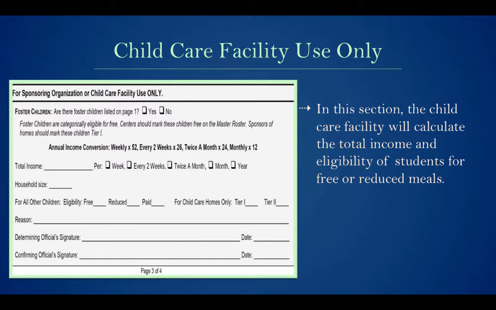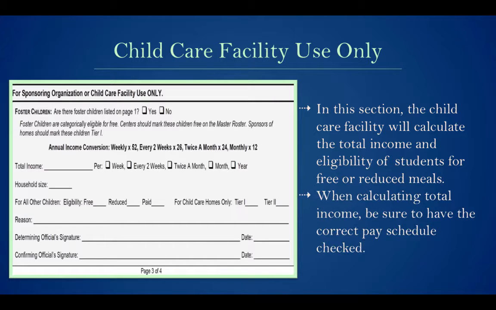The child care facility will complete the shaded box on the bottom of page 3 to calculate total income and determine eligibility. If a child is foster, mark Yes and follow the instructions on how to list the child on the master roster: free in a child care facility, and Tier 1 in a home daycare. Calculate the total income. It is important to calculate this correctly.